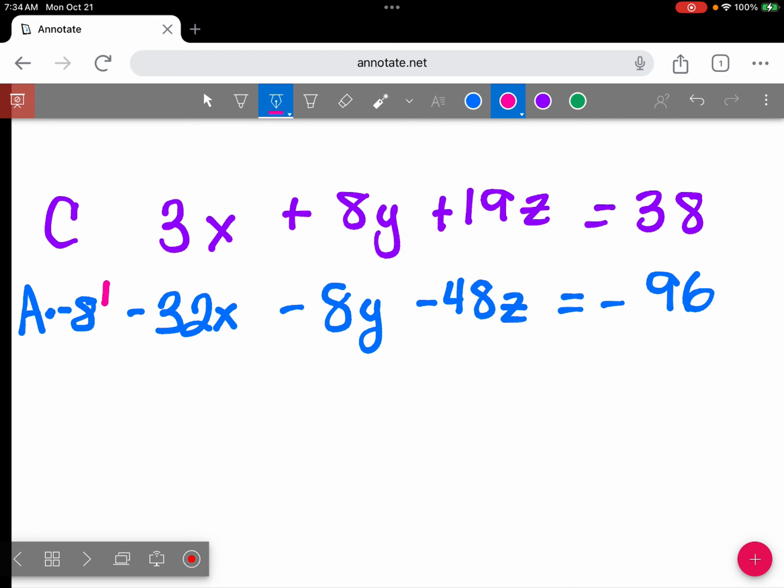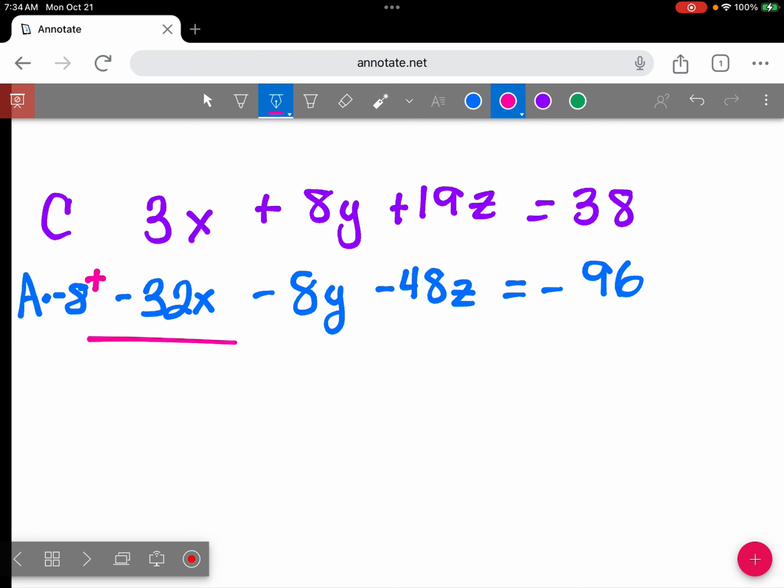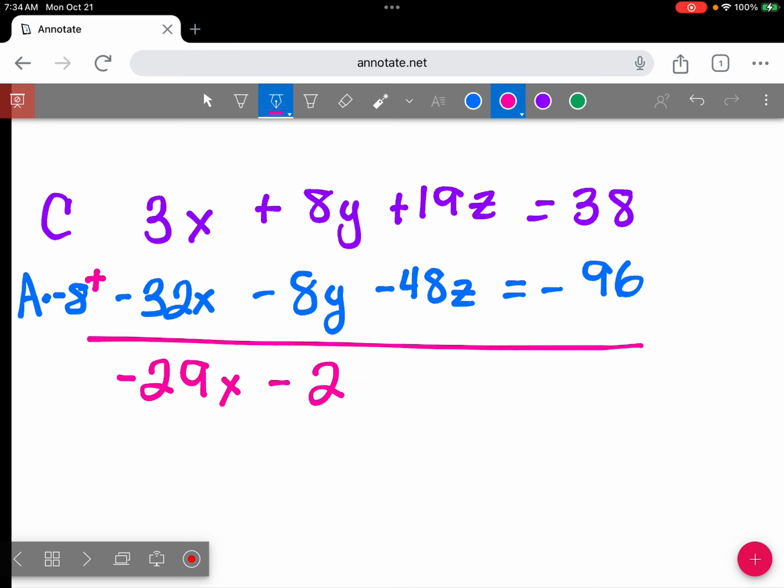And then we do the same thing. I'm going to add the two equations together. When we do that, I'm going to get minus 29x minus 29z, because the y's eliminate out, and that's going to equal minus 58.